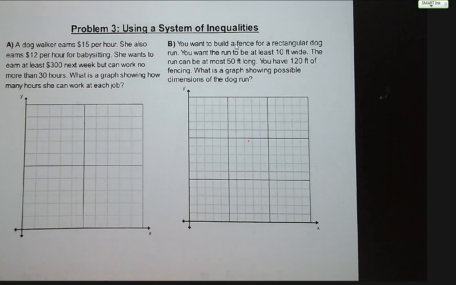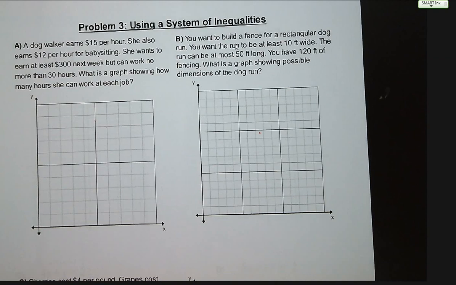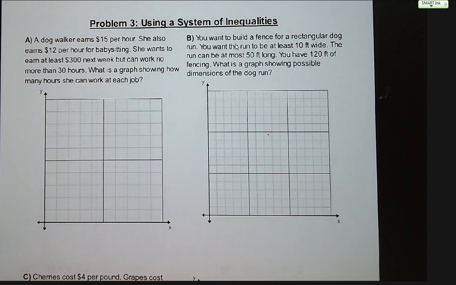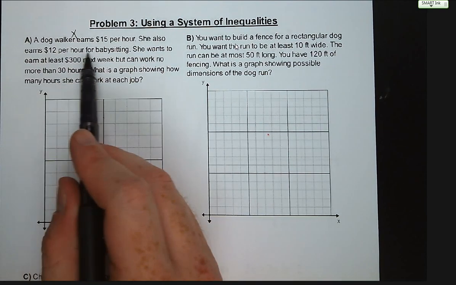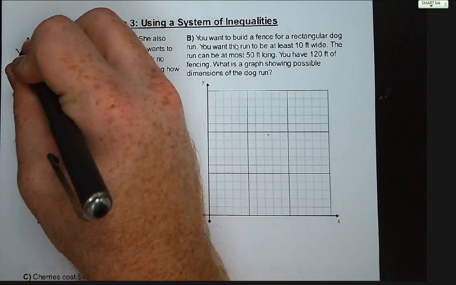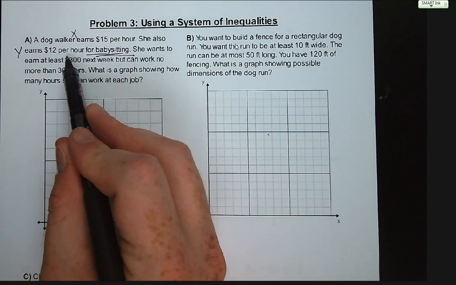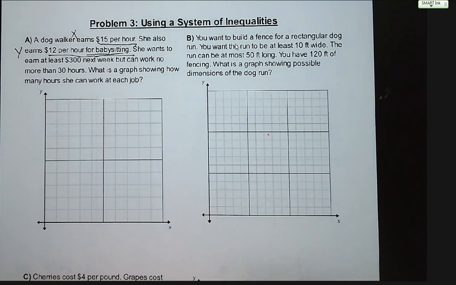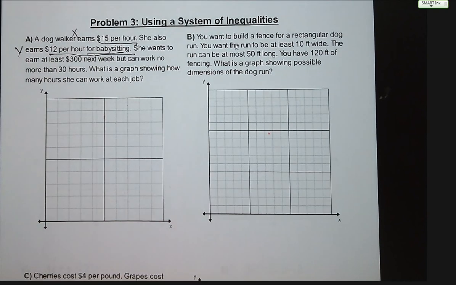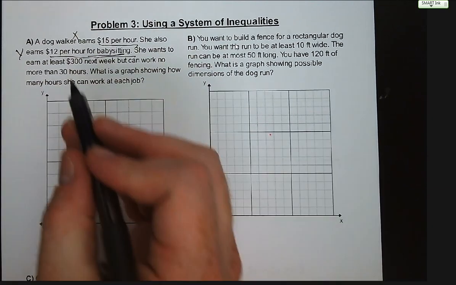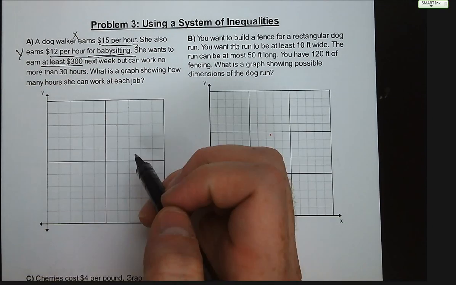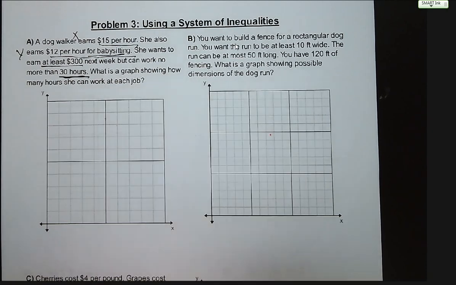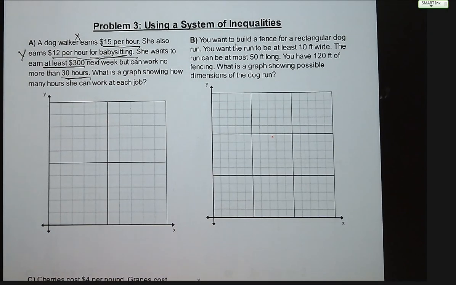Okay? All right, let's take a look at the next page, which is applying or using a system of inequalities, so real-world type situations. We have a dog walker earns $15 per hour, so we're going to say dog walking is X. She also earns $12 per hour for babysitting, so I'm going to say that is Y. She wants to earn at least $300 next week, but she can work no more than 30 hours. What is a graph showing how many hours she can work at each job?